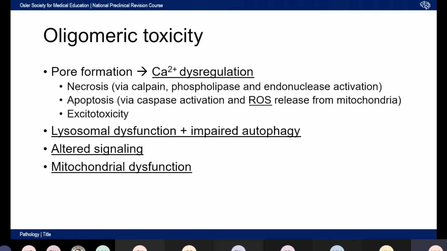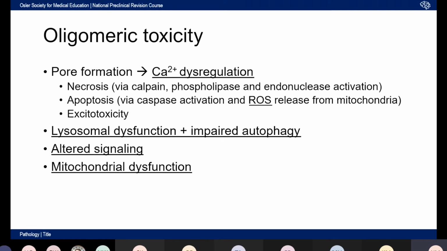So one of the proposed mechanisms is calcium dysregulation. The oligomers form these membrane pores which cause the calcium to be unbalanced. And then calpain, phospholipases, endonucleases, etc., are activated, which results in necrosis, and caspases are activated, which results in apoptosis. So there are multiple different mechanisms of cell death. And another one is excitotoxicity as well.